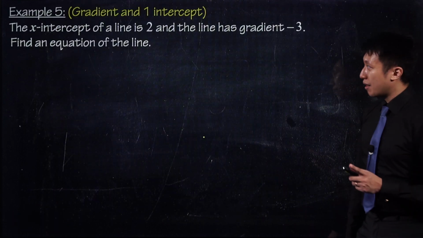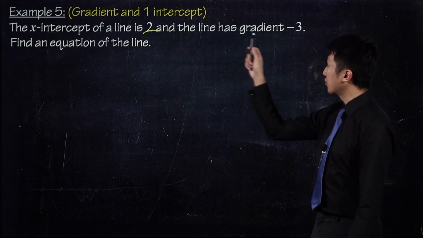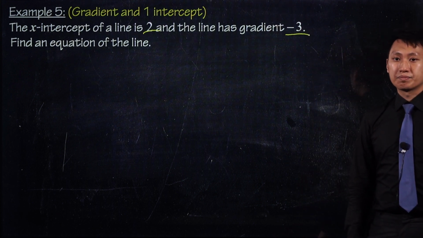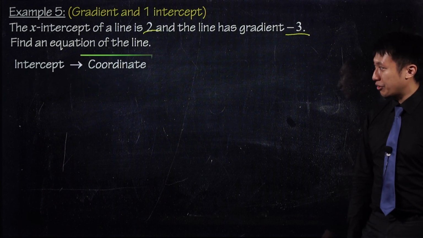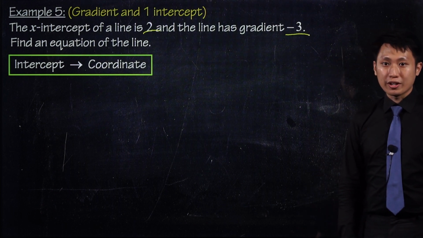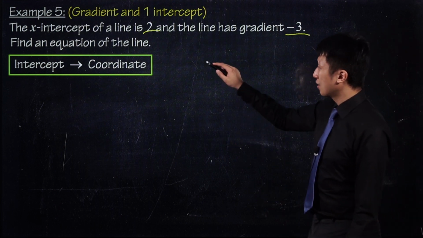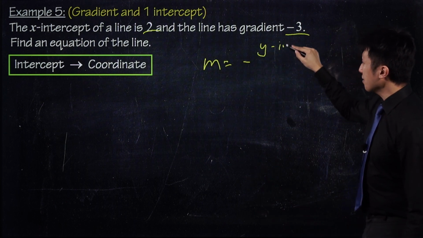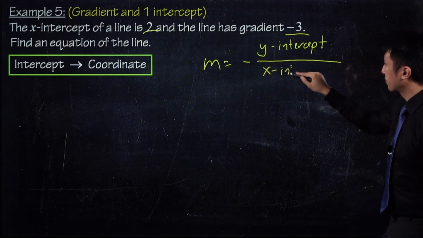So the x-intercept of a line is 2 and has gradient -3. Find an equation of the line. Okay, x-intercept is 2, so how do you do it? Okay, so now remember one formula. What is m equal to? Minus y-intercept, then divided by x-intercept.